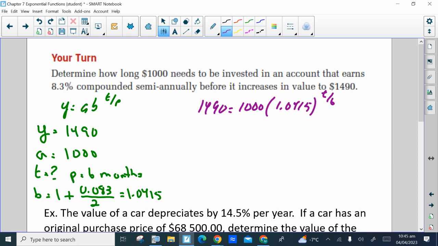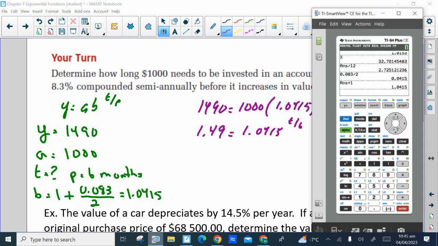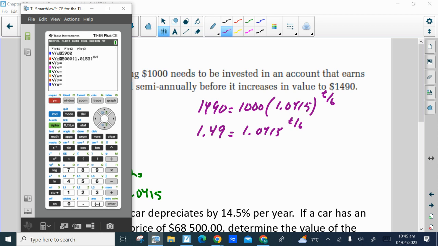And in this case, we could make it a little bit simpler by dividing both sides by 1,000. You get 1.49 equaling 1.0415 to the power t over 6. Now, you don't have to divide both sides by 1,000. It's just simple to do. So our first equation will be 1.49. Our second equation will be 1.0415 to the power x over 6.